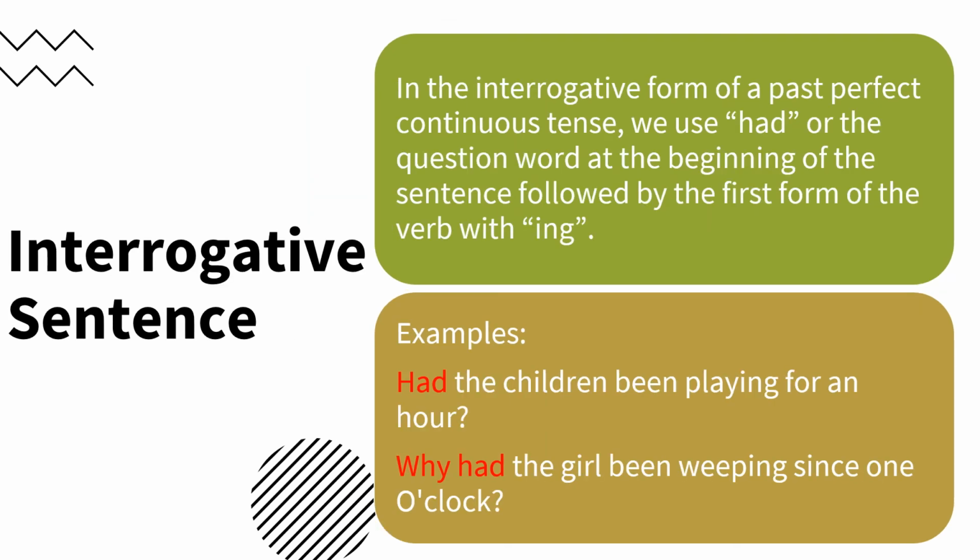Interrogative form. In the interrogative form of past perfect continuous tense, we use had or the question word at the beginning of the sentence, followed by the first form of verb with ing. For example, had the children been playing for an hour? Why had the girl been weeping since 1 o'clock?